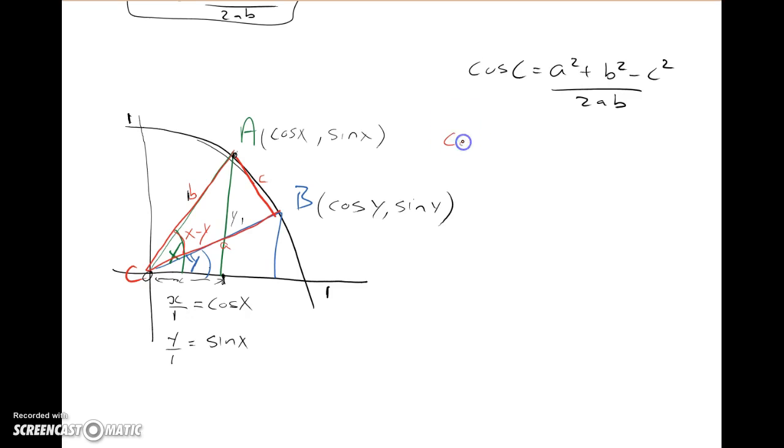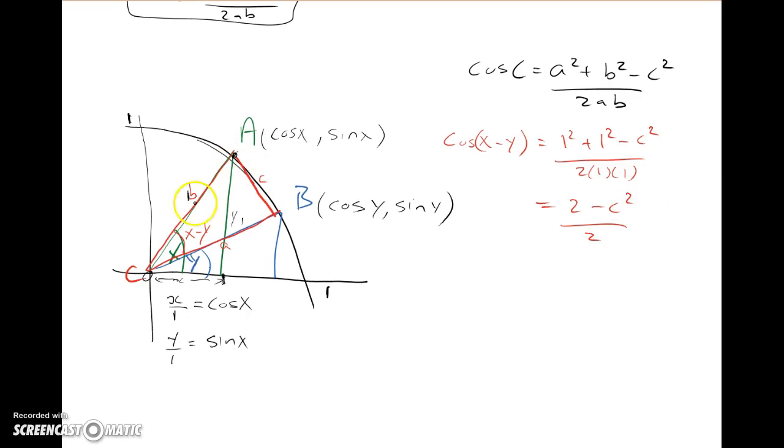So cos of c is cos of x minus y, and that equals, well, we already said that a and b are each 1. So I can just substitute it in there, and I get 2 minus c squared over 2. There. Okay, so I can see that cos of x minus y is 2 minus c squared over 2. Well, we still need to find out what c is.